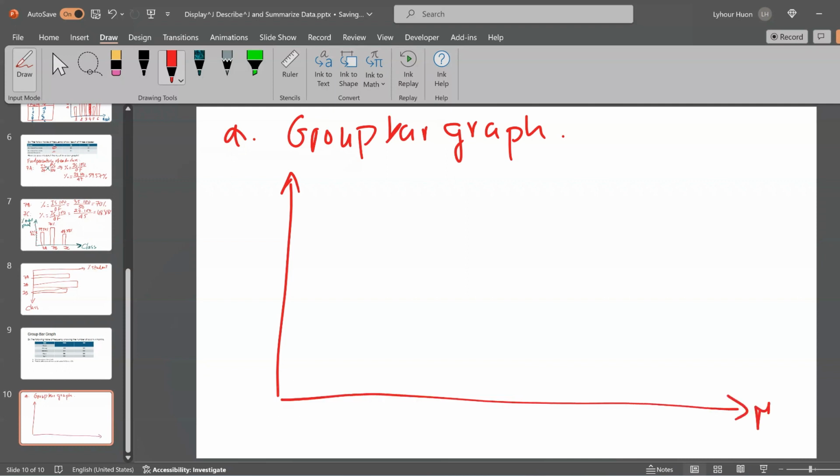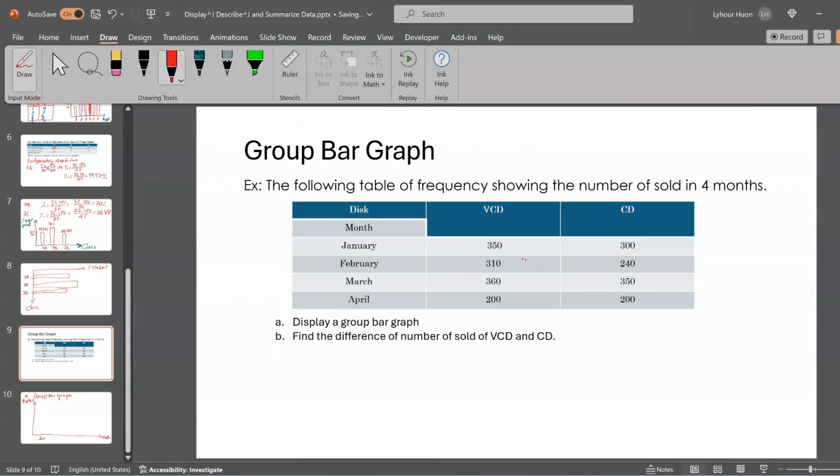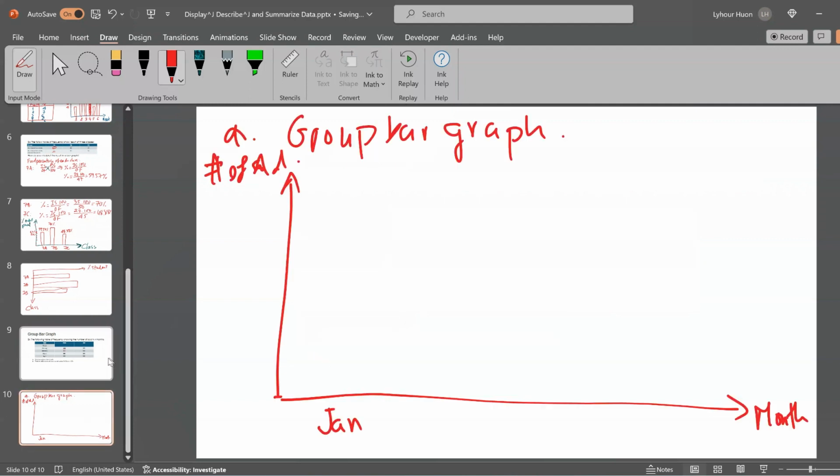This is month. This is number sold. So for January, we have CD sold 350 pieces. So let's say one. Okay, so here are the things.